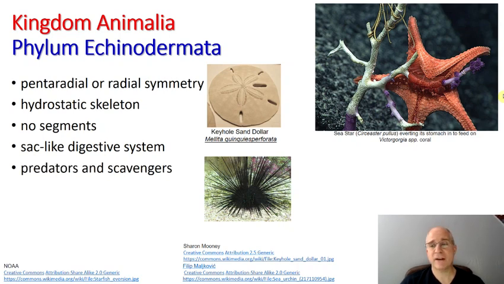As far as feeding strategies, some of them, like the sea star over here, are going to be predatory, going around and eating coral. Some of them eat fish and other animals. Some of them are going to be scavengers. Some of them, like the sea urchin over here, are going to be more herbivorous. They're going to crawl along and eat algae that's growing on coral and other surfaces.